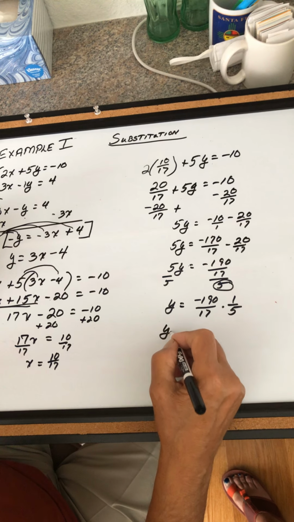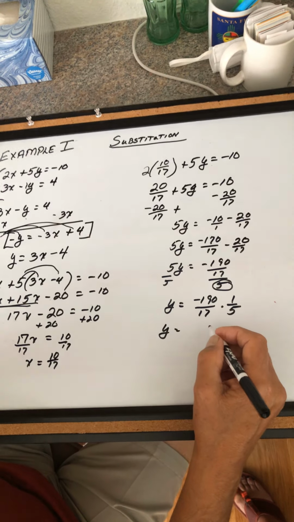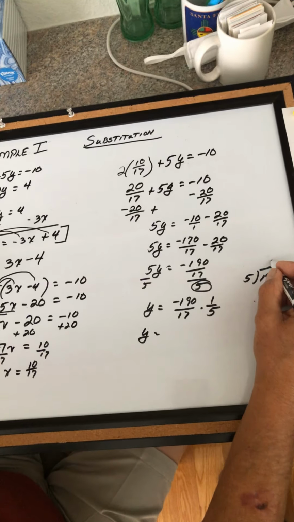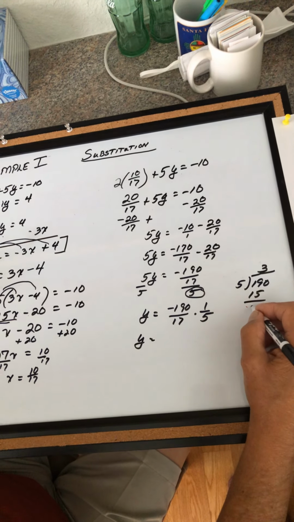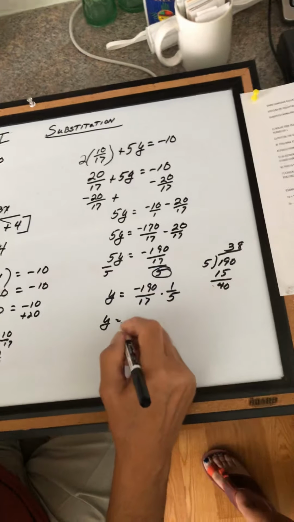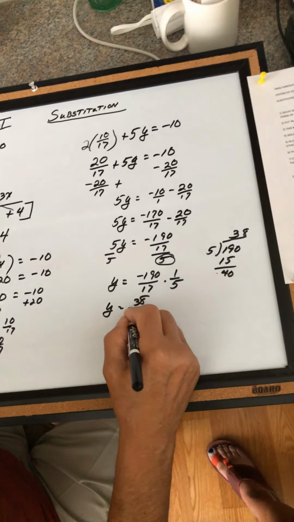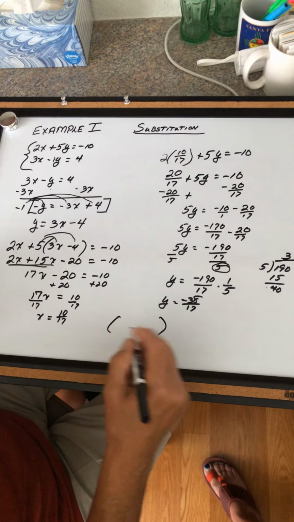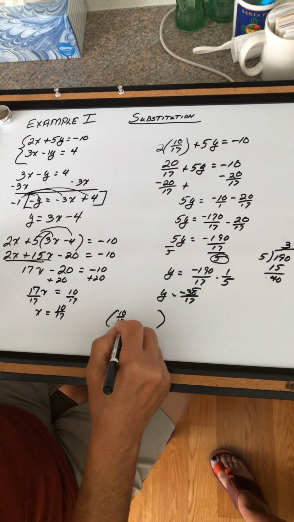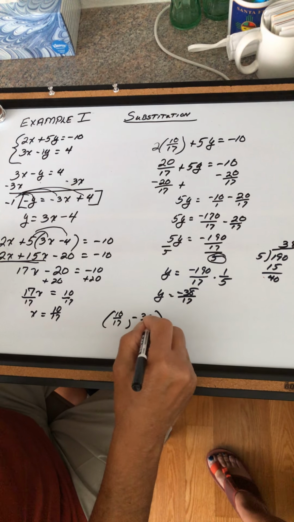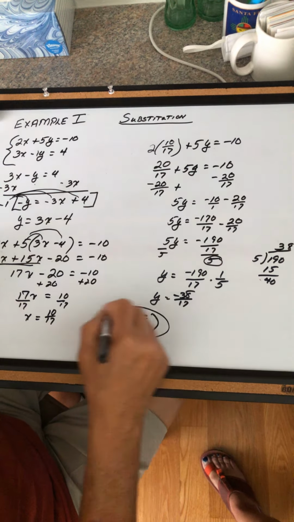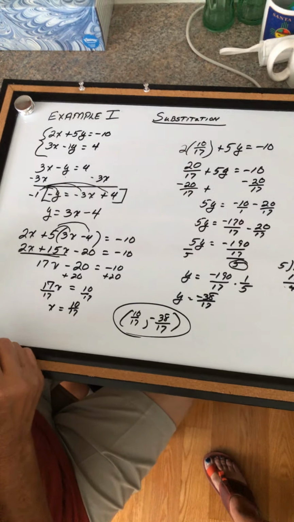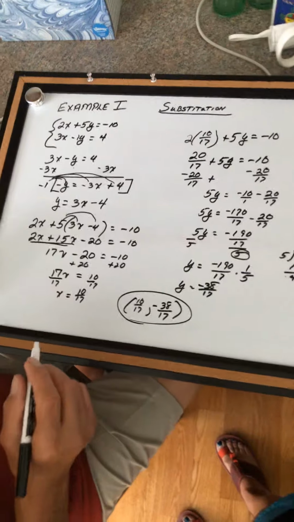Okay, now y is equal to 5 goes into 190, and it's going to be what, 3, and this is going to give me 15. That's going to be 38, and this is going to be 38 over 17, and it's minus. So that's my two values of x and y. This is going to give me 10 over 17, and this one is minus 38 over 17. This is where the two lines will cross. Okay? That's example 1. Now what I'm going to do is example 2.